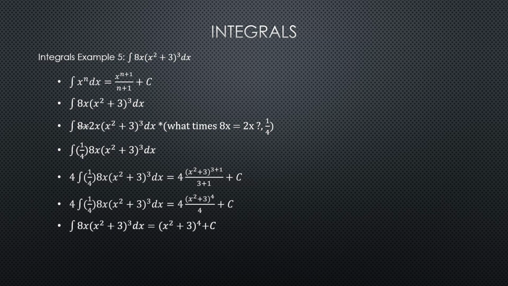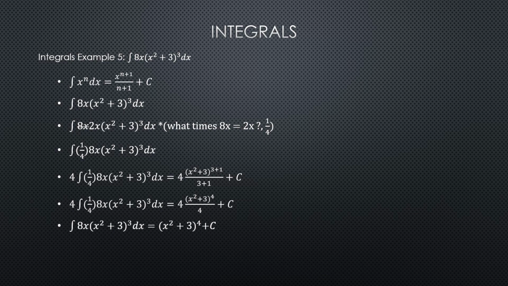And so we need to figure out what times 8x is going to turn that into a 2x, and that's 1/4. If we're going to multiply that section by 1/4, we need to multiply the entire equation by 4, the reciprocal of 1/4. And now we're ready to take the integral of the equation.